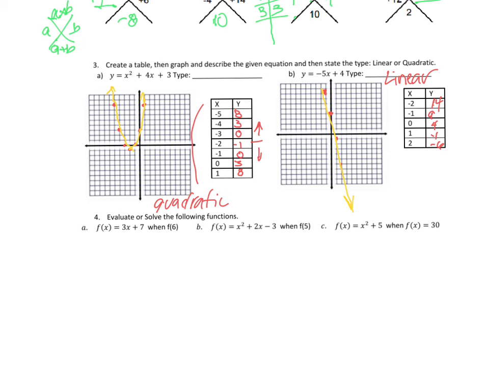All right. It says evaluate or solve the following functions. It says the f of x when 3x plus 7 when x equals 6. So what we're going to do is 3 times 6 plus 7. 3 times 6 is 18 plus 7. 18 plus 7 is 25.